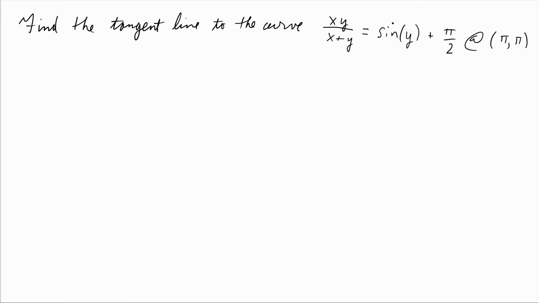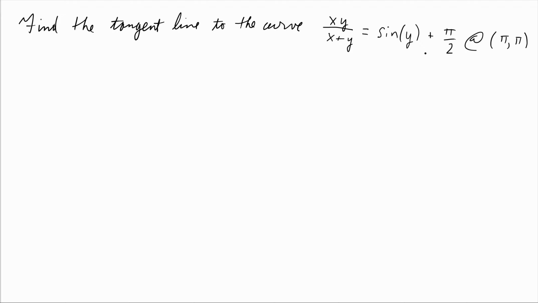Let's look at a practice problem of finding the tangent line to a curve defined implicitly. Notice we have not solved for x or y here when we want to find the equation of the tangent line at a particular point when x is pi and y is pi. How are we going to do that? First we need a slope, and then we have our point. So with a point and a slope, we should be able to find the equation of the tangent line.